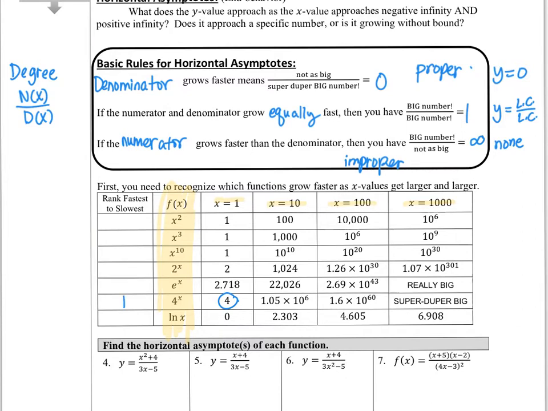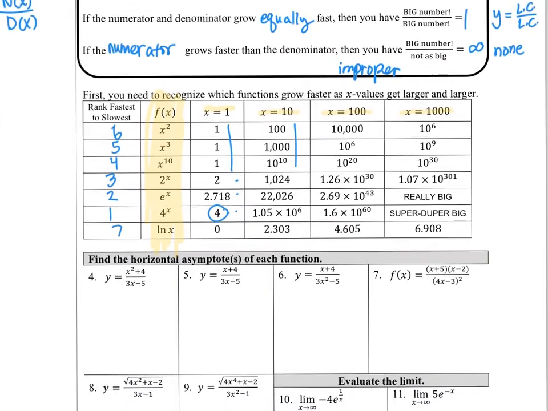Anything that's exponential grows the fastest. Then the next fastest would be this one, which is e to the x. Then you'd have 2 to the x. Now, notice these are all very similar, so we need to look at the other columns. This one grows faster, x to the 10th. Then it would be x to the 3rd, and then x squared. And then, of course, the last one would be this logarithm function, natural log. So you need to recognize which functions grow faster.